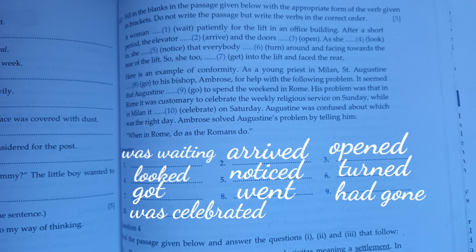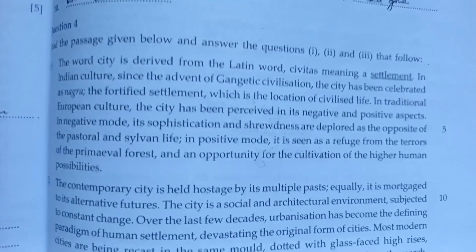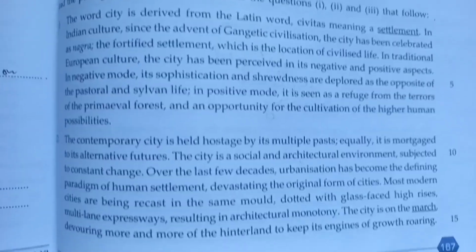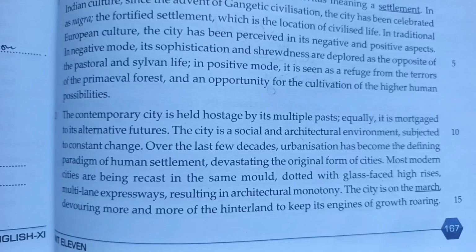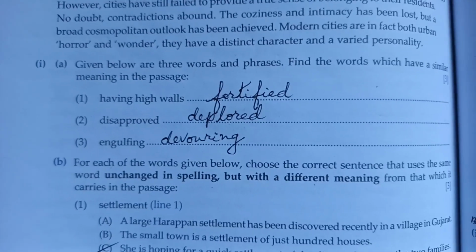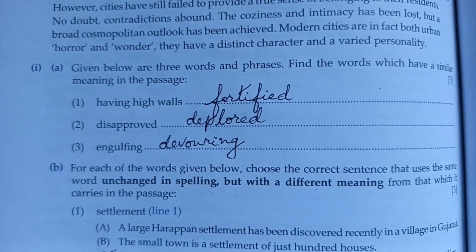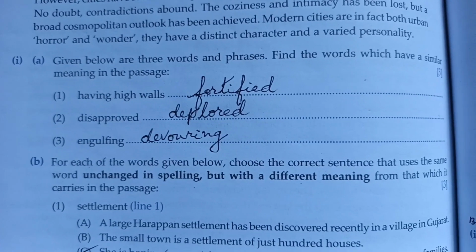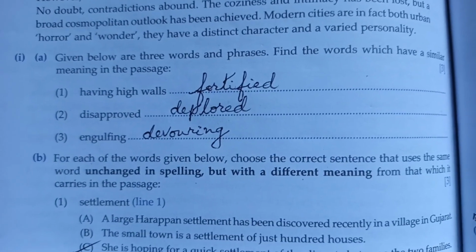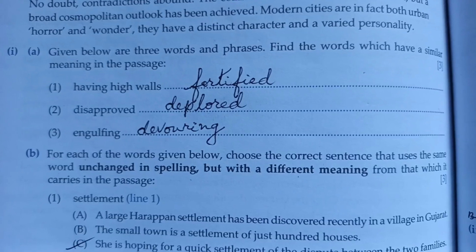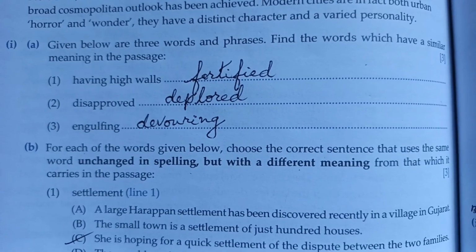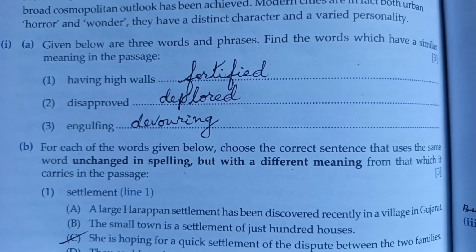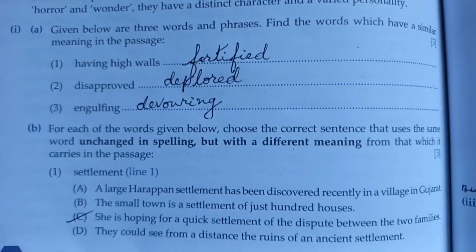Next, question number 4. This is the comprehension passage. So you go through the passage. Let me provide you the solutions. So the first one. Here you have to find out the similar word meaning from the passage. So having high walls means fortified. Second, disapproved means deplored. Third, engulfing means devouring.